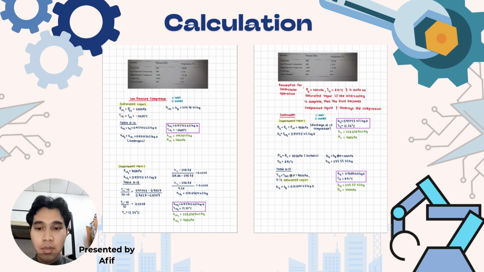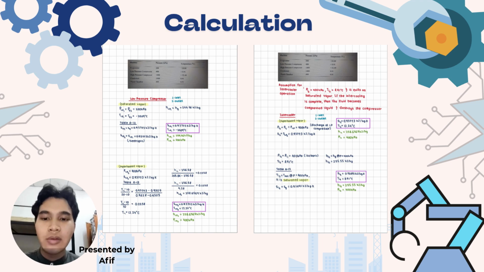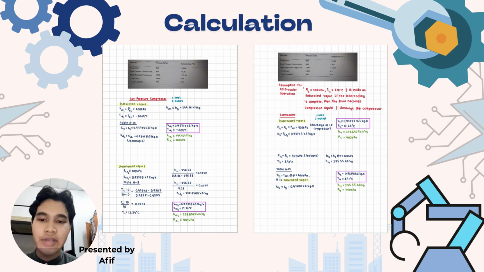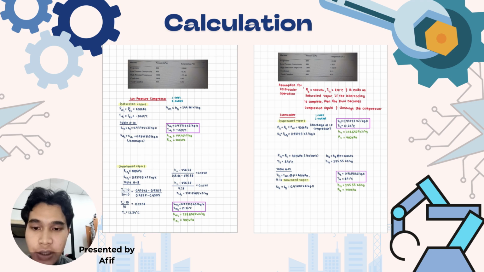So the values obtained are as follows. For the low pressure compressor, the entropy is 0.9377 kilojoule per kilogram Kelvin. The temperature is negative 10.09 degrees Celsius, the enthalpy is 244.46 kilojoule per kilogram, and the pressure is 200 kilopascals for the inlet.